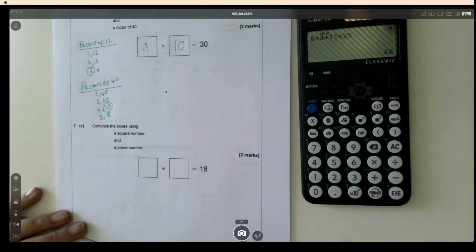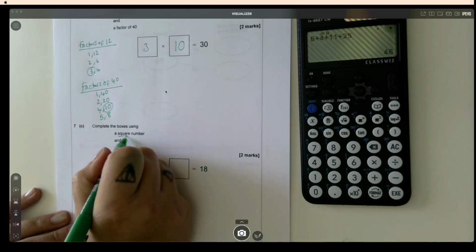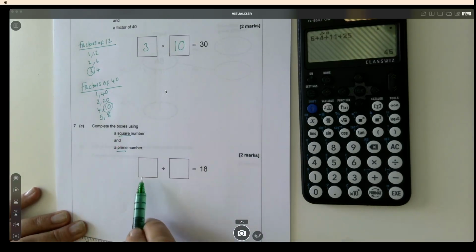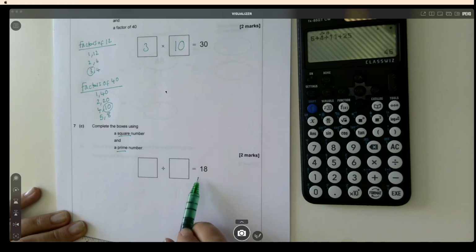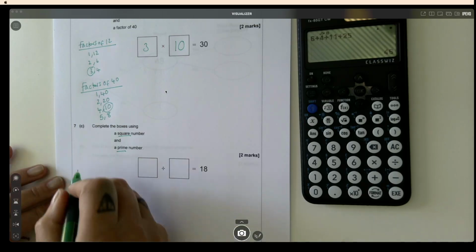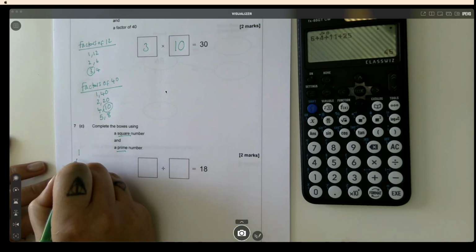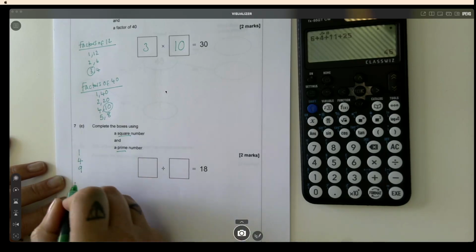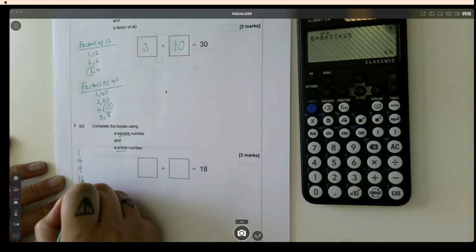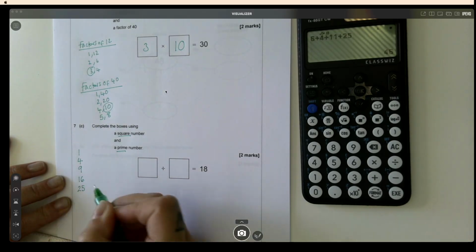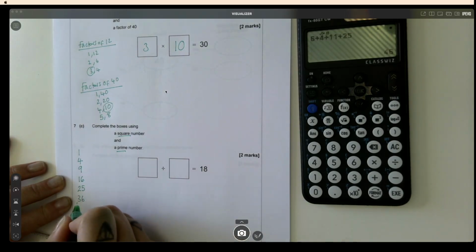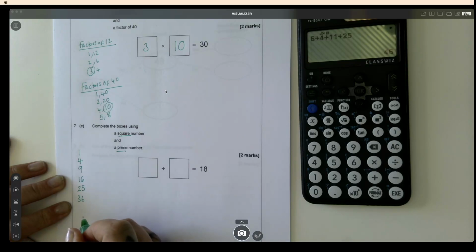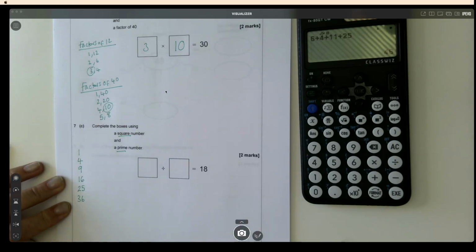7c. Complete the boxes using a square number and a prime number. So we're looking for a square number and a prime number that's going to give us an answer of 18 when we divide them. So square numbers. 1 squared is 1, 2 squared is 4, 3 squared is 9, 4 squared is 16, 5 squared is 25, 6 squared is 36. Okay, so we've got some square numbers there.